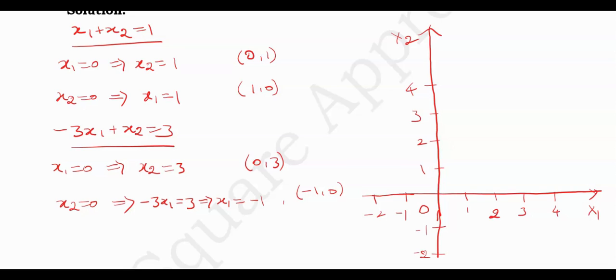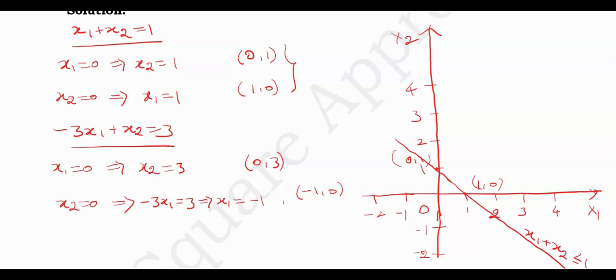Now the points for the first constraint are 0, 1 and 1, 0. So 0, 1 is here, and 1, 0 is here. Now we'll join these 2 points by the straight line. The name of this line is x1 plus x2 less than or equal to 1.